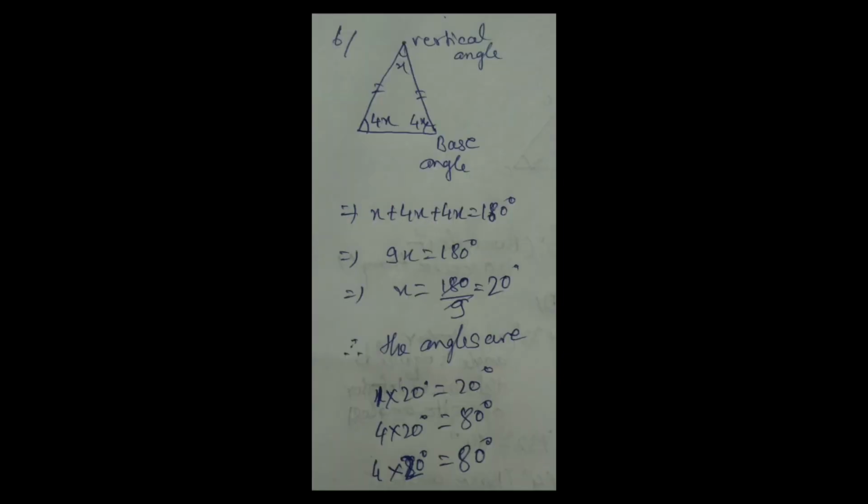This is question number 6. In this question it is given that the base angle is 4 times its vertical angle. So I have marked which one is vertical angle and which one is base angle. So if vertical angle is x, so the base angle will be 4x, 4x. So we can write x plus 4x plus 4x is equal to 180 degree, or 9x is equal to 180 degree, or x is equal to 20 degree. Now put the value of x in the place of angles. So we will get the vertical angle will be 20 degree and both the base angles will be 80 degree.